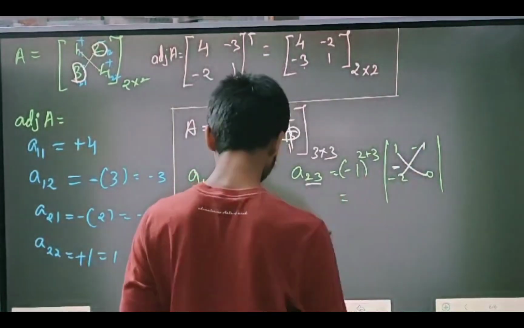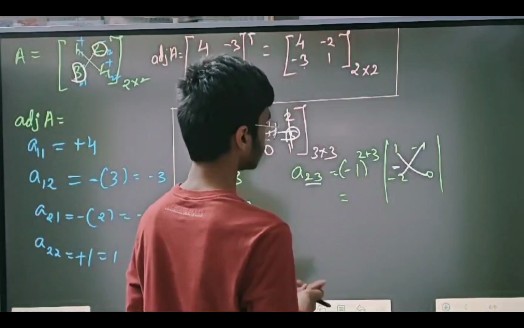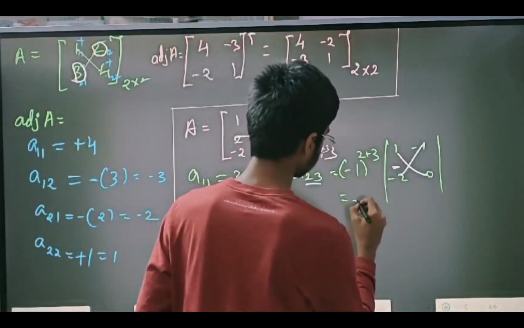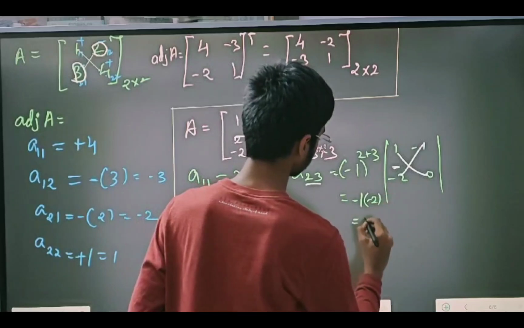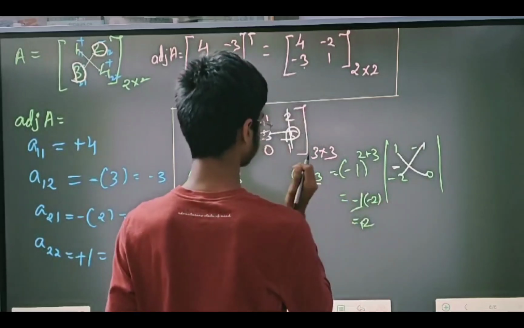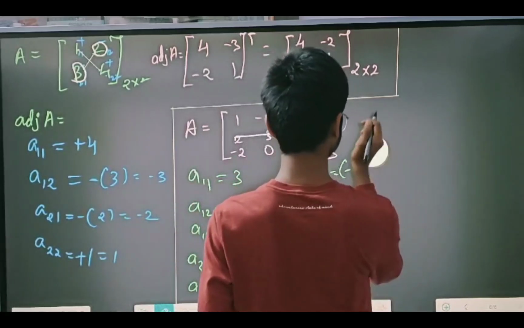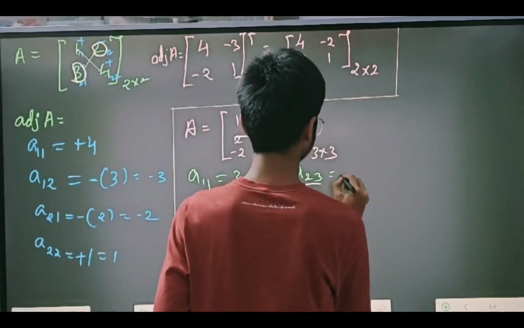Okay, see. So for 2, 3, it's actually here minus 1, okay, because it's 5, and here also it's a minus 2, which means it is equal to plus 2. So like this only it has to be done.